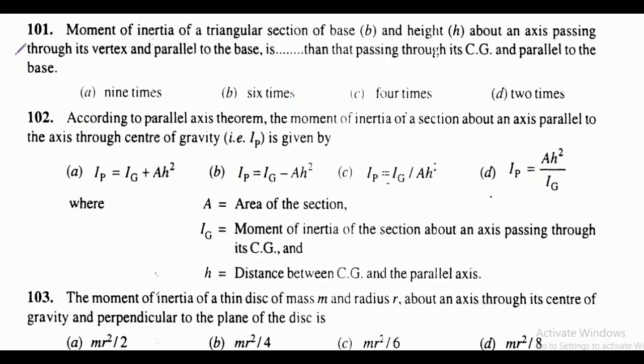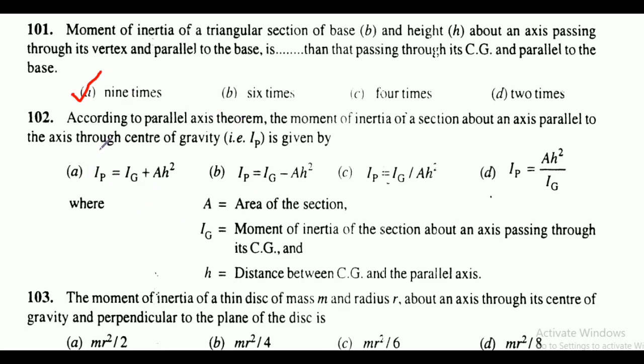Friends, here is question number 101. Moment of inertia of a triangular section of base B and height h about an axis passing through its vertex and parallel to the base is dash than that passing through its CG and parallel to the base. Here friends, options are 9 times, 6 times, 4 times or 2 times. So here correct answer is option A, that is 9 times.